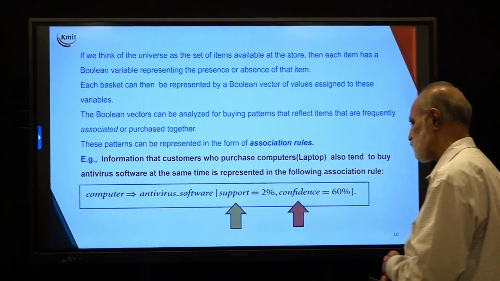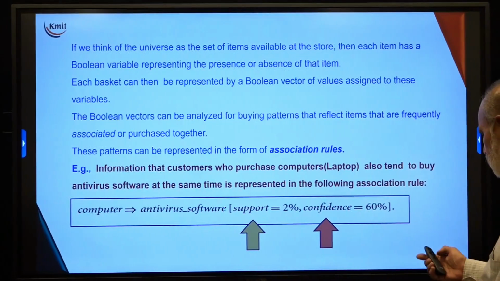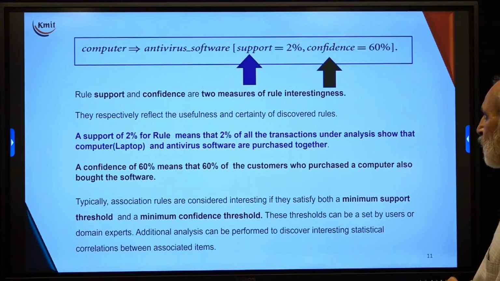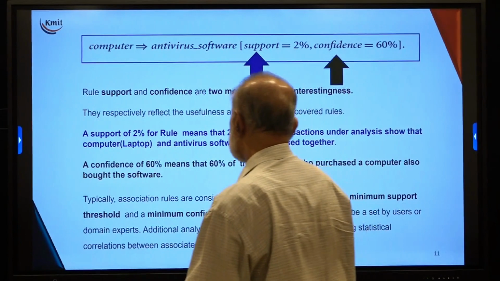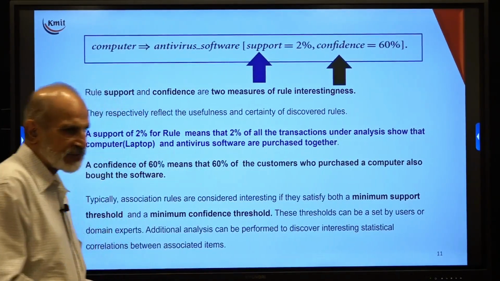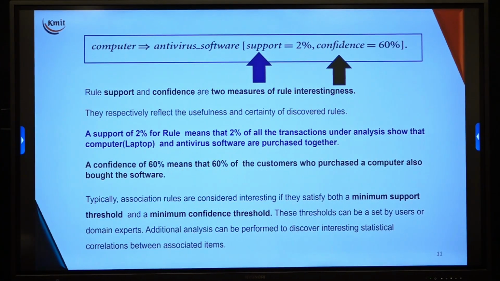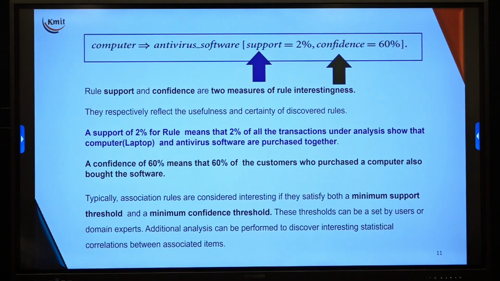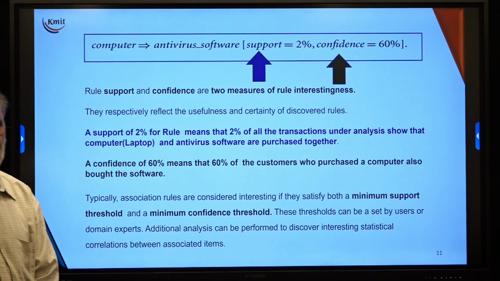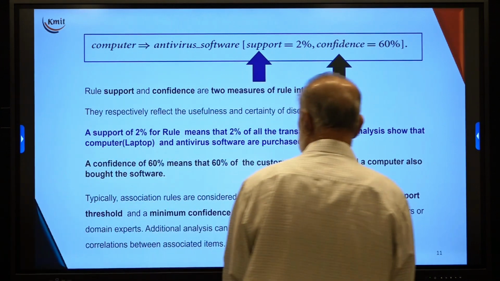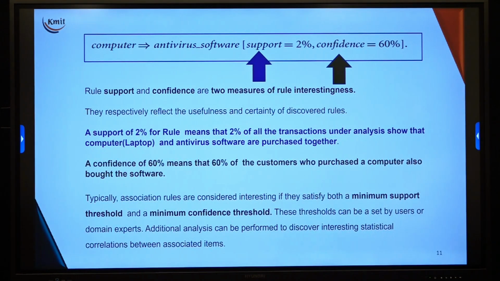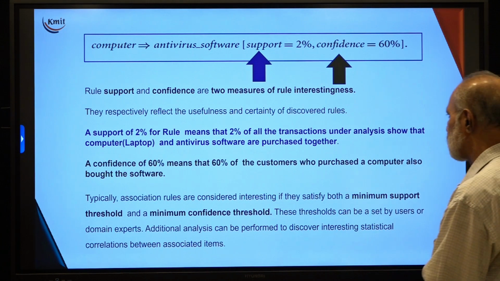Now, what is meant by the two variables, support and confidence? The rule support and confidence are two measures of rule interestingness, because they tell you, out of so many transactions, how many transactions went along with computer and antivirus software confidently and associatively. They respectively reflect the usefulness and certainty of a discovered rule.